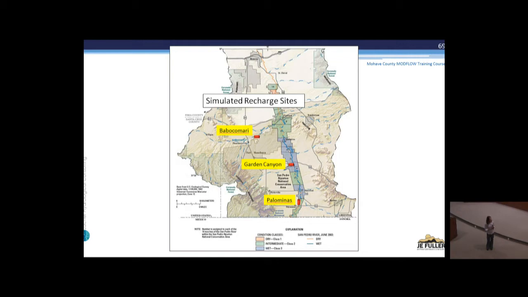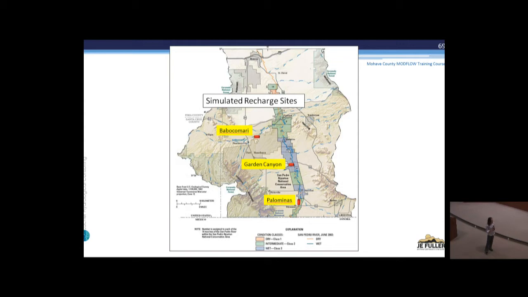Babocomari is a tributary to the San Pedro. It's also a very important land area. It's right adjacent to Fort Huachuca's East Range. And Fort Huachuca, if you don't know, is a military Air Force installation, no, Army installation that does a lot of very high-level secret communications, technical stuff there. So they have an interest in everything that's going on in that basin, including garage door openers.